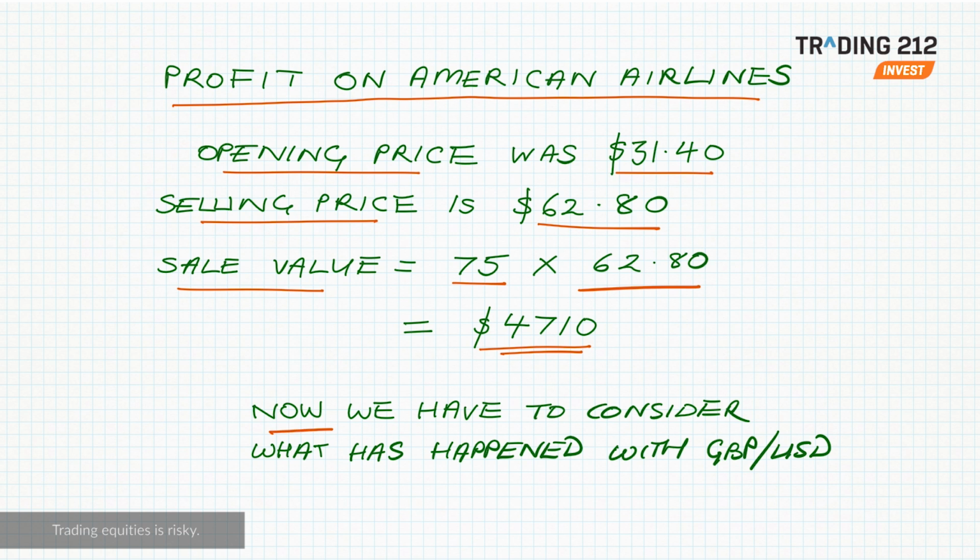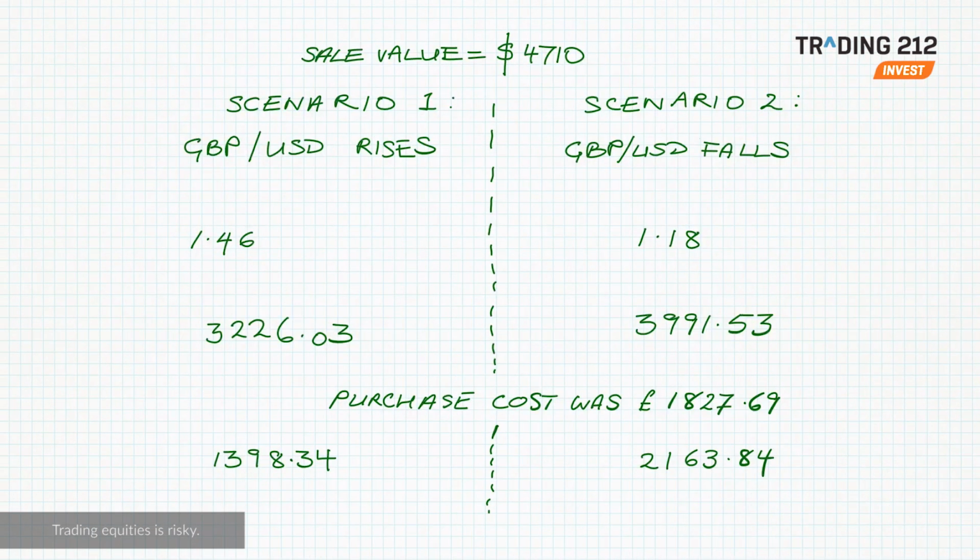Now is where it gets a little bit more complicated than it was for looking at the Sainsbury's position, because now we have to consider what has happened with the exchange rate, with the pound against the dollar FX rate, to work out what our profit has actually been in sterling. So let's look now at two different scenarios. Scenario one, let's say that the pound against the US dollar exchange rate rises. And scenario two is that it falls.